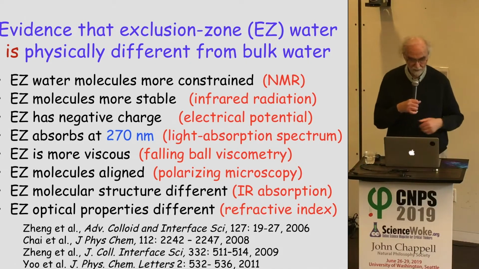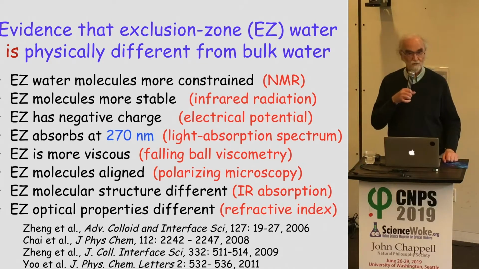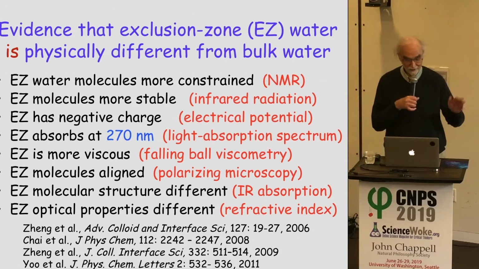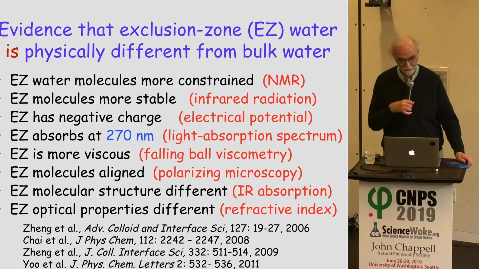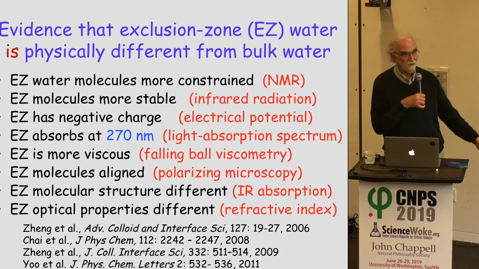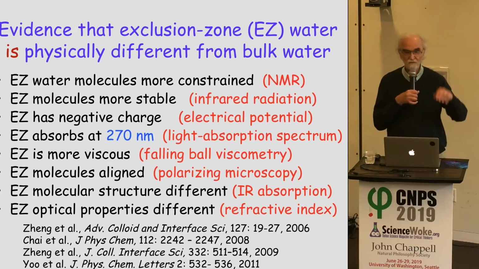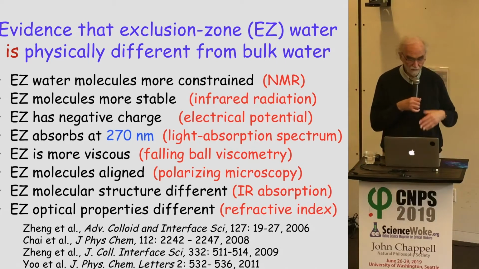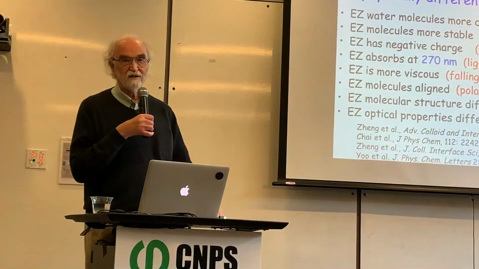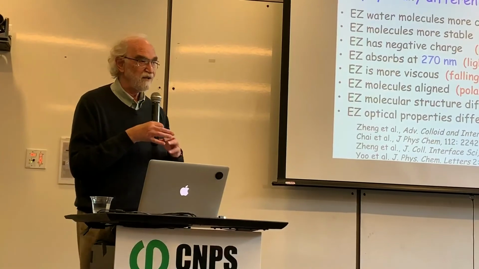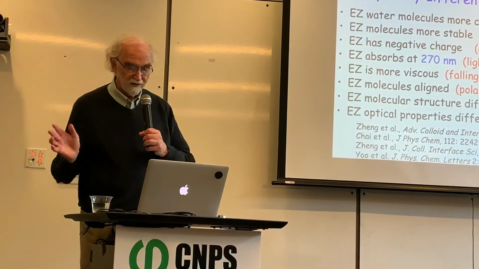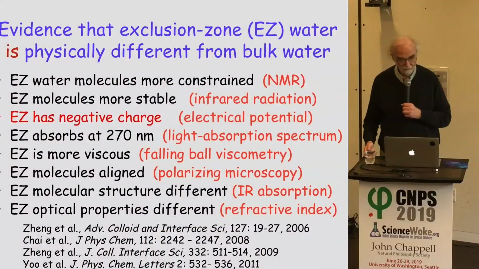This was studied not by us, but by two Russian groups, both in Moscow, never met one another. One passed after he wrote the paper, so they maybe will meet each other on the other side. But they both got the same result, one in the biological system and one in the physical system. What they found was that the exclusion zone was up to 11% higher in refractive index than ordinary water. Okay, so I don't want to belabor this, but I do want to talk about the negative charge.